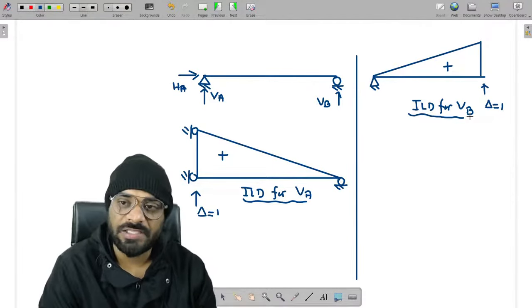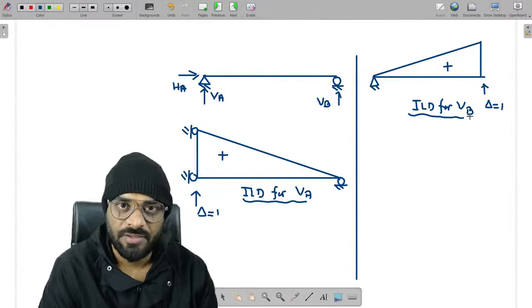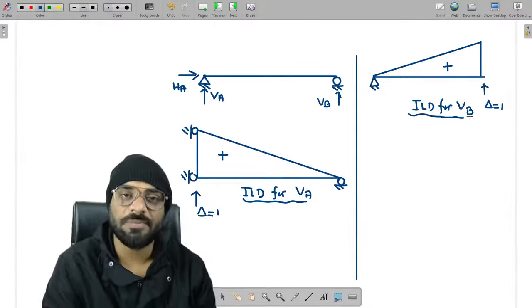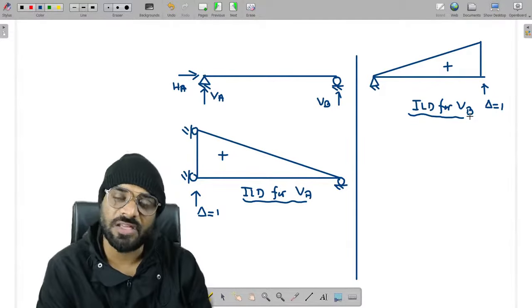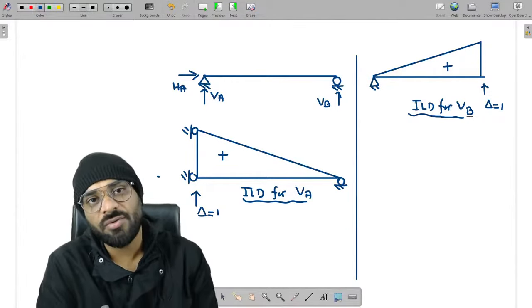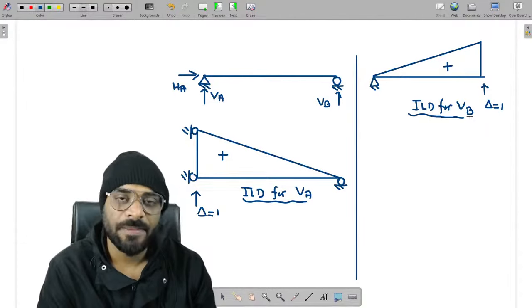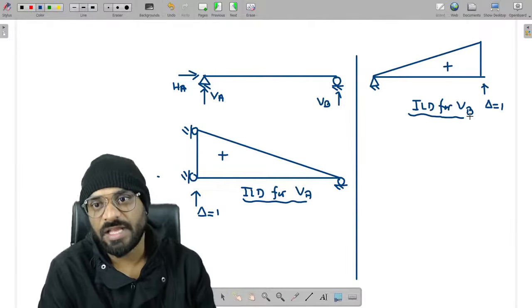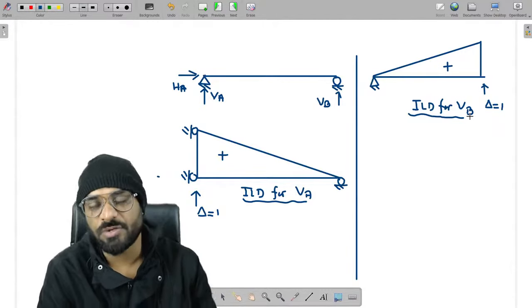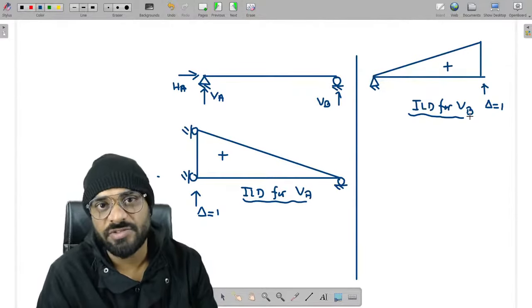Why are we applying delta is equal to 1? Because it is written in the Mueller Breslau principle. For any stress function, if you want to draw the ILD, you need to release that particular reaction. If it is a linear reaction, then you have to apply the linear displacement. If it is an angular reaction, then we have to apply the angular displacement. For linear, delta is equal to 1. For angular, theta is equal to 1. Now you are able to understand why we are applying delta is equal to 1, because it is written in the Mueller Breslau principle itself. We need to give delta is equal to 1, that means unit displacement. So the deflected shape of the structure which we are getting is basically the ILD.